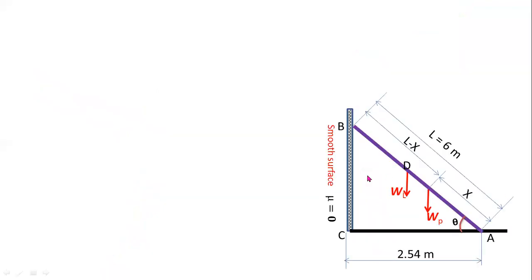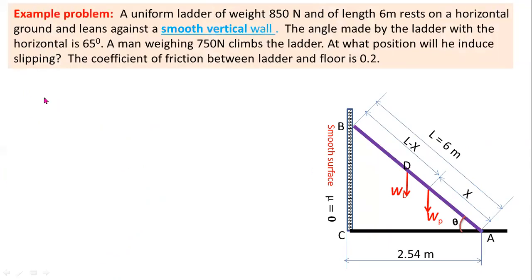Now this is the example problem. A uniform ladder of weight 850 newtons and of length 6 meters rests on a horizontal ground and leans against a smooth vertical wall. The angle made by the ladder with the horizontal is 65 degrees. A man weighing 750 newtons climbs the ladder. At what position will he induce slipping? The coefficient of friction between the ladder and the floor is 0.2. This is the question.